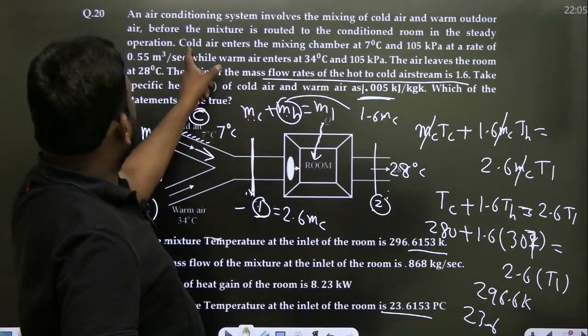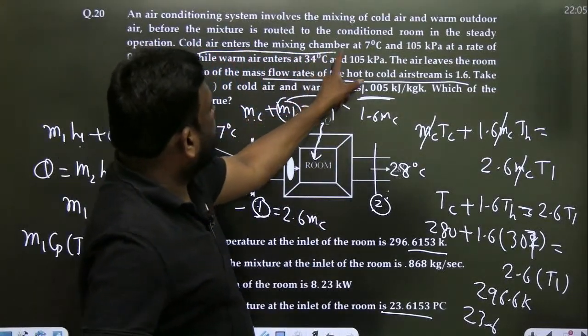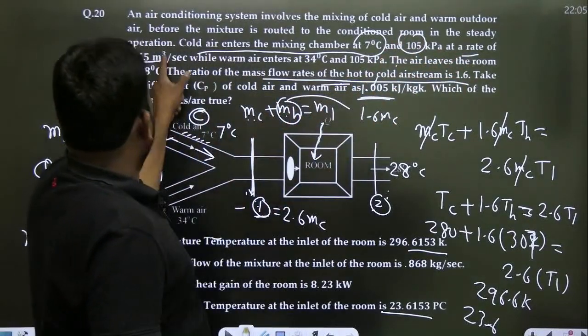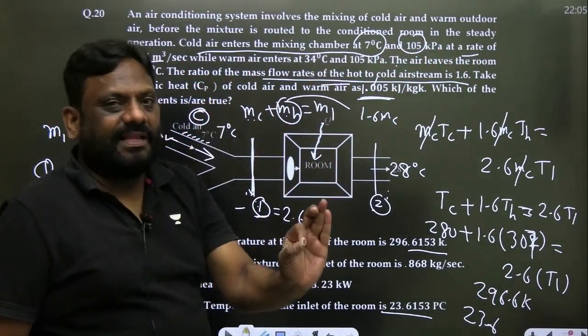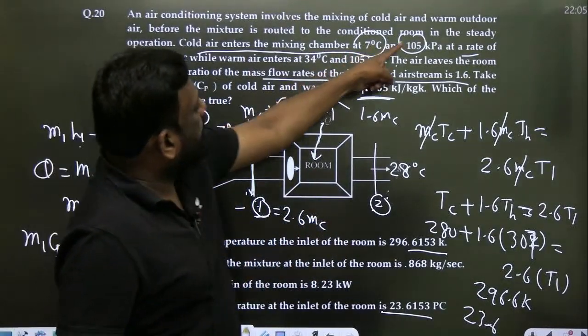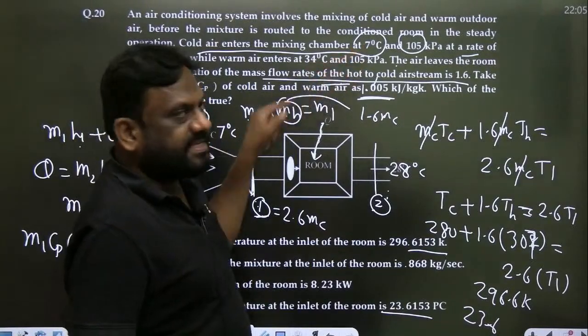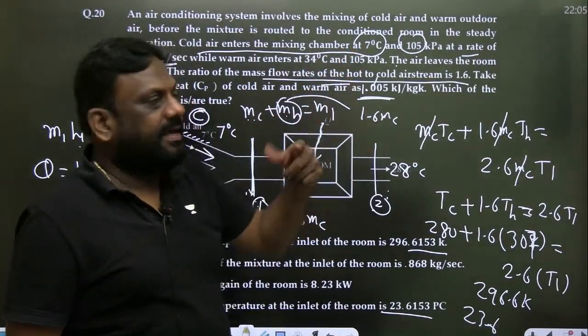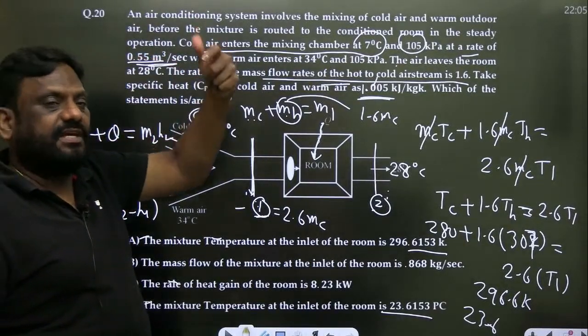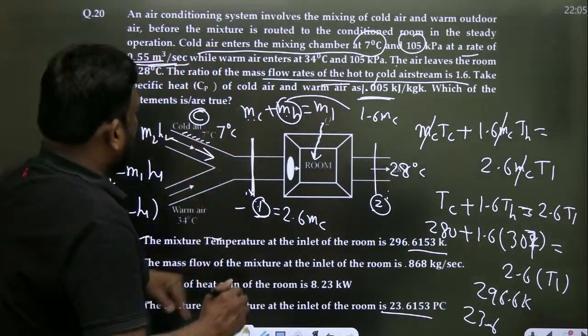बहुत बढ़िया, द कोल्ड एयर इज एंटरिंग एट 7 डिग्री एंड 105 at the rate of 0.55 meter cube per second, इसका मतलब volume flow rate of cold air is given, the pressure of cold air is given, the temperature is given, PV is equal to MRT, लेकिन volume is in meter cube per second, तो you will not get mass in kg, but you get kg per second। चलो कैलकुलेट करो, कौन सा दिया है?